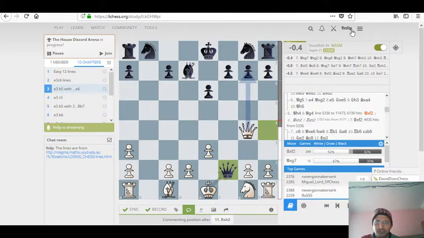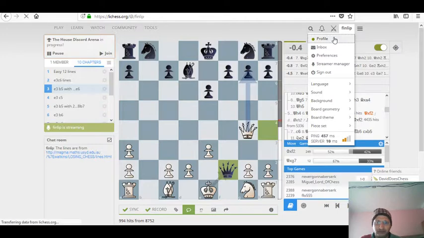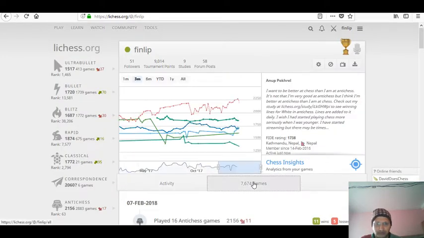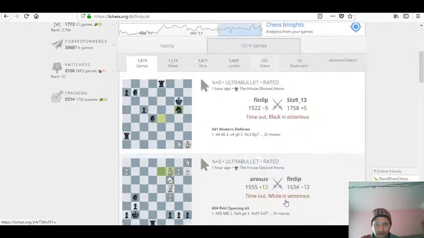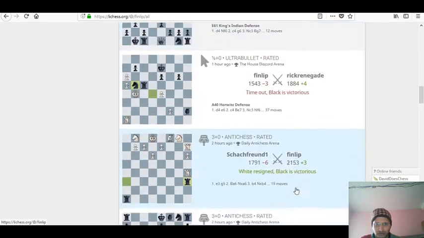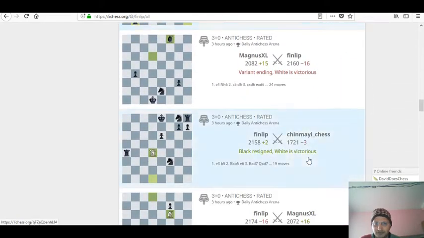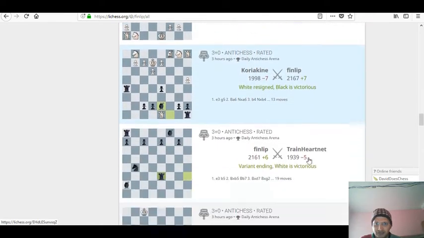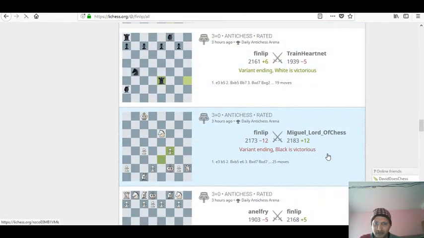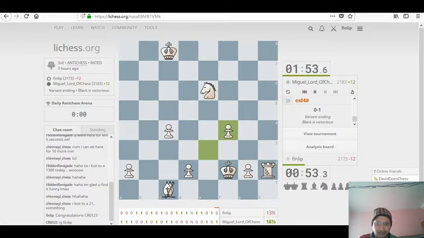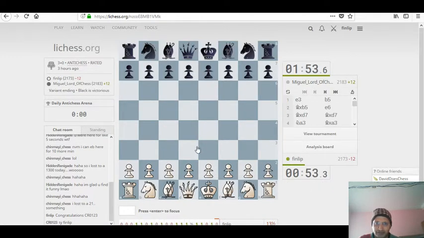Now I want to go back to my profile and check my game against my last few games. The game today I played against Miguel, the Lord of Chess. I think it is from that game that this position arises. Here it is. In this game, what happened? Let's have a look at it. Let's go to the beginning. This is the position.